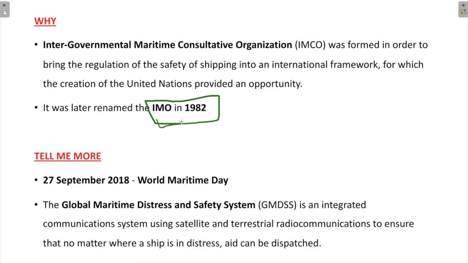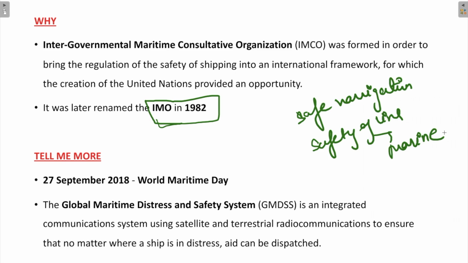So this organization not only provides the safety of life and marine population, but also provides safe navigation. It provides the safety of life of both people and marine life, and it also handles liability and compensation, ship recycling, and the training and certificates of the seafarers. So these are some of the responsibilities of this International Maritime Organization.